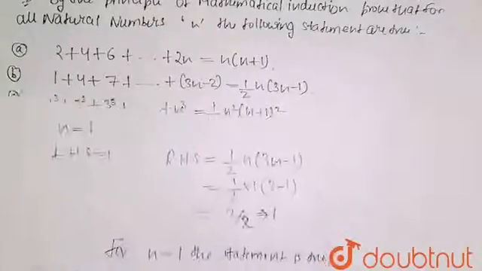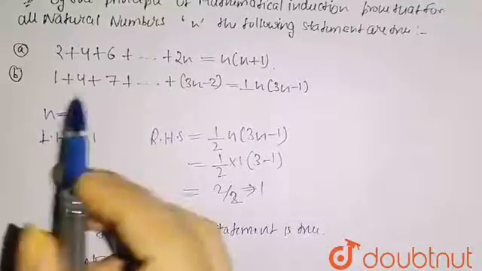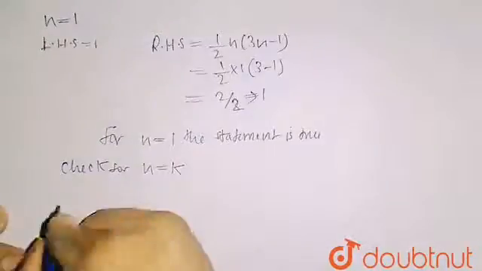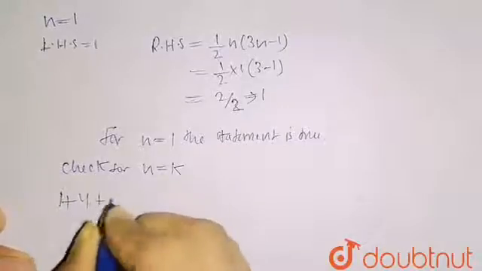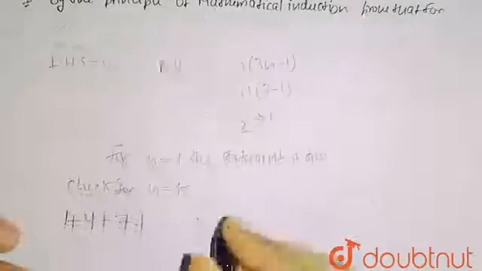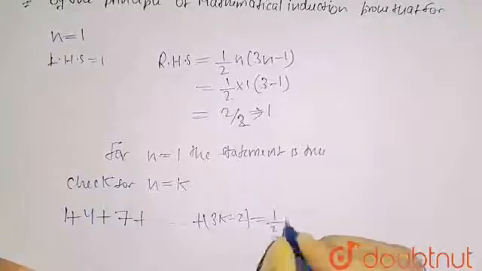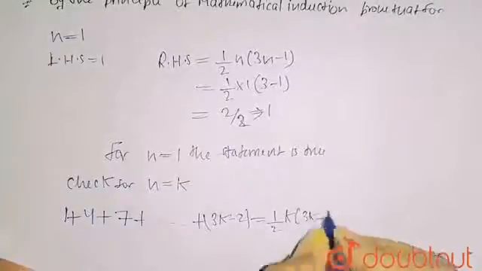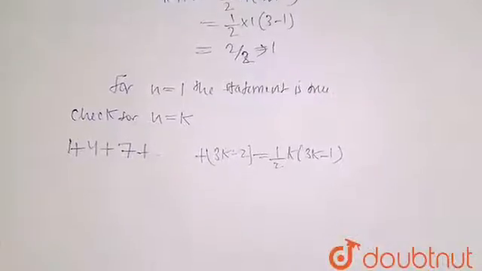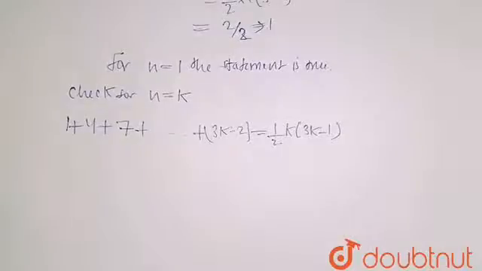At the place of n, I have to put k. Okay. So what I will get? Here the statement is, you can see here, 1 plus 4 plus 7 and so on plus 3k minus 2 equals to 1 by 2 k 3k minus 1. Okay. So we have to assume that for n equals to k is true. Okay, for n equals to k, the condition is true. So now we will solve for the n equals to k plus 1.